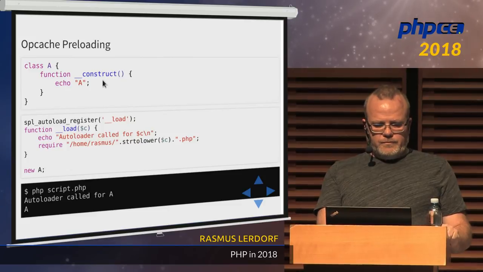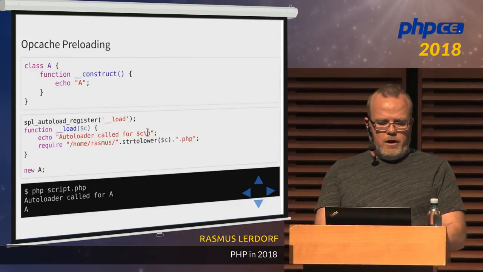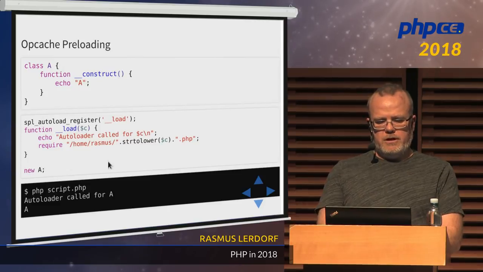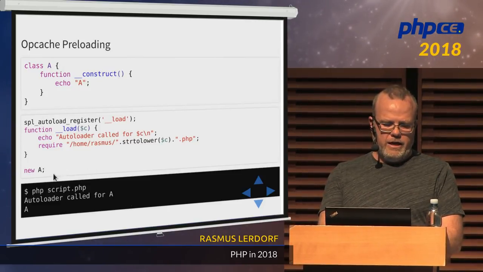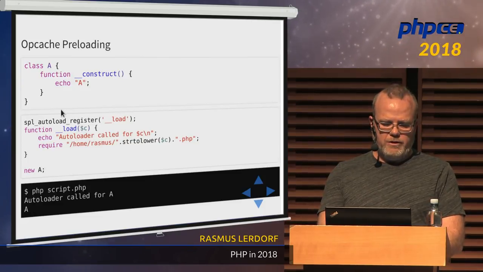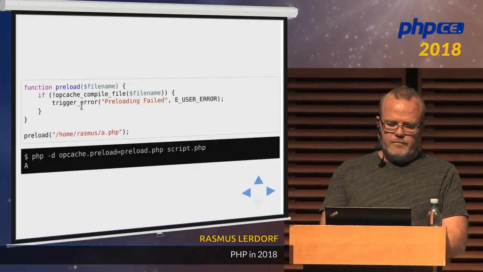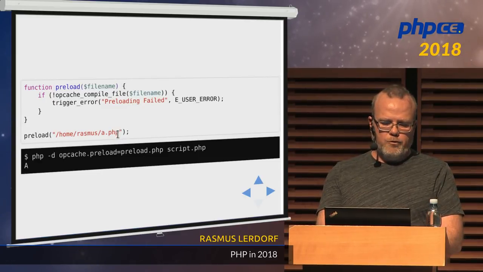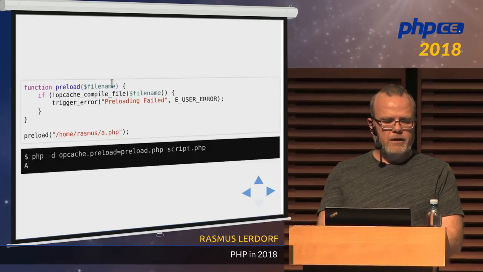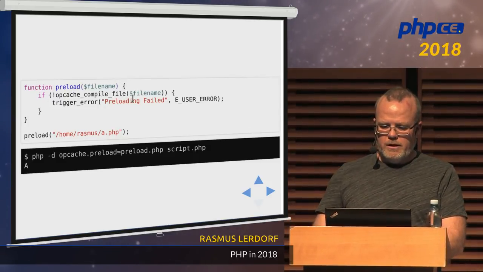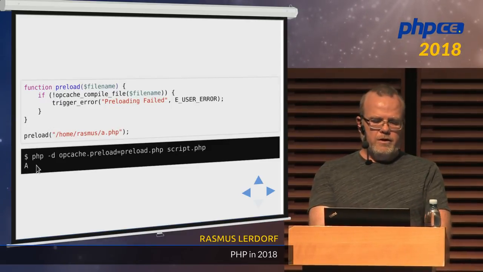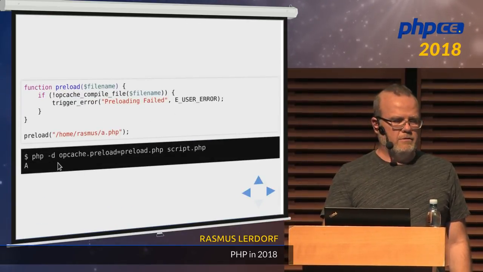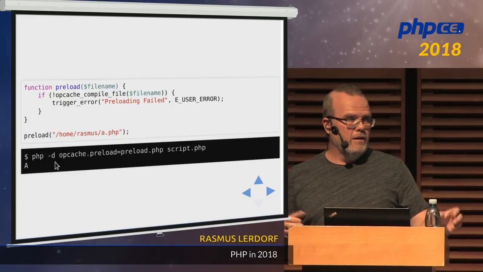And you can see here, without any sort of preloading, in this case, I'm just doing a new A. I have an autoloader that autoloads a missing class. You can see the autoloader gets called for A on my new A thing here, and A gets spit out by the constructor. Now, in the preloaded case, I have this little preload function that I register. I say, hey, opcache preload, use this script. And I'm preloading my a.php file, which ends up getting compiled here, opcache compile file. When I then run that, you can see that the preloading means that the autoloader was never executed. This autoloader that ran here, in this case, never gets triggered because A is just built in to PHP itself.